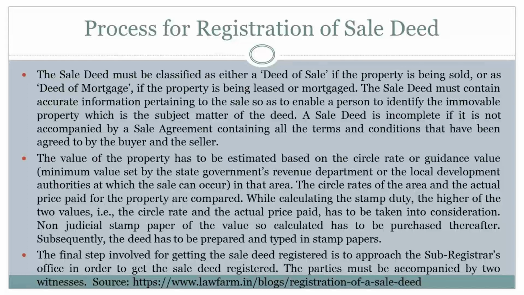The sale deed must contain accurate information pertaining to the sale so as to enable a person to identify the immovable property which is the subject matter of the deed. A sale deed is incomplete if it is not accompanied by a sale agreement containing all the terms and conditions that have been agreed to by the buyer and seller. So the sale deed must be accompanied by a sale agreement. Okay, and it must contain accurate information pertaining to the sale so as to enable a person to identify the immovable property which is the subject matter of the deed.